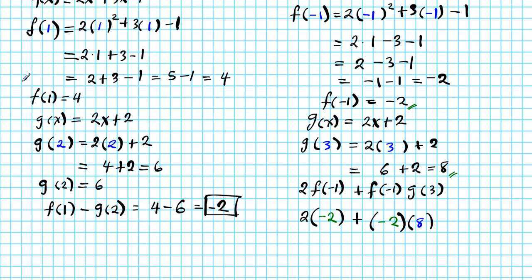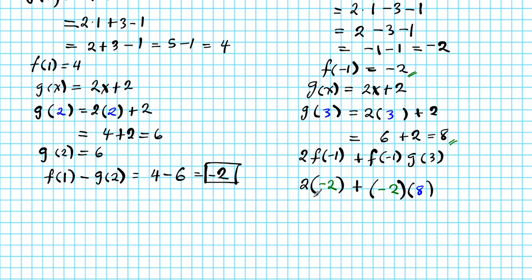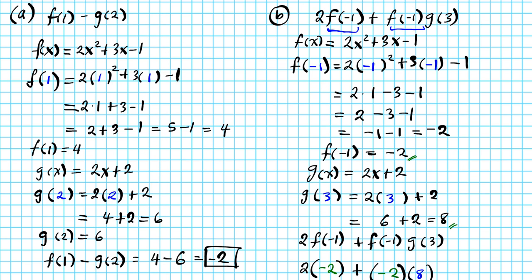Now let's simplify this using the order of operations. 2 times negative 2 is negative 4. And then negative 2 times 8 is negative 16. You combine these two, you get negative 20. And there goes your final answer. All right, so these two examples are in evaluating functions.